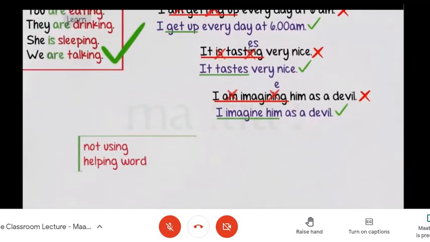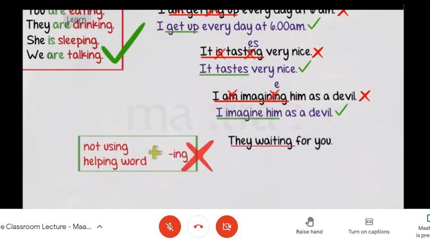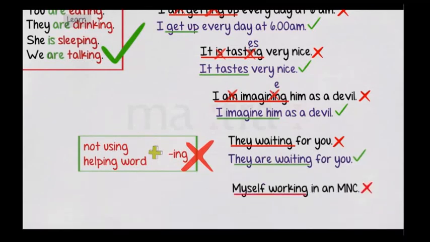Not using helping words also make sentences wrong. They waiting for you. They are waiting for you. Myself working in an MNC. I am working for an MNC.